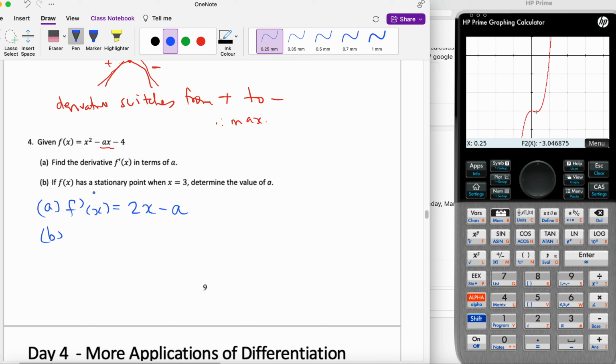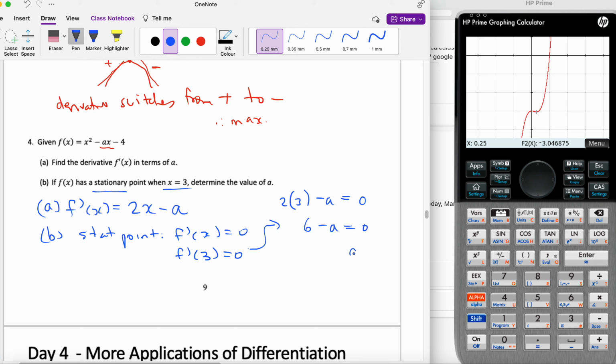If it has a stationary point when x is 3, determine the value of a. Okay, when you hear stationary point, what you hear is the derivative is equal to 0. So that means the derivative at 3 is equal to 0. We're going to take our expression. So at 3, it's 0. Then you have 6 minus a is equal to 0. Throw the a over and you have a equals 6.